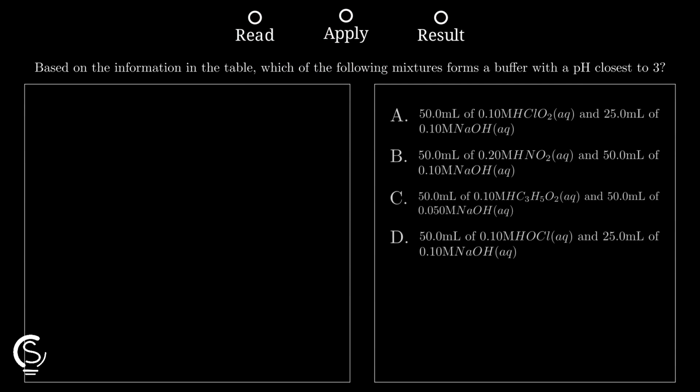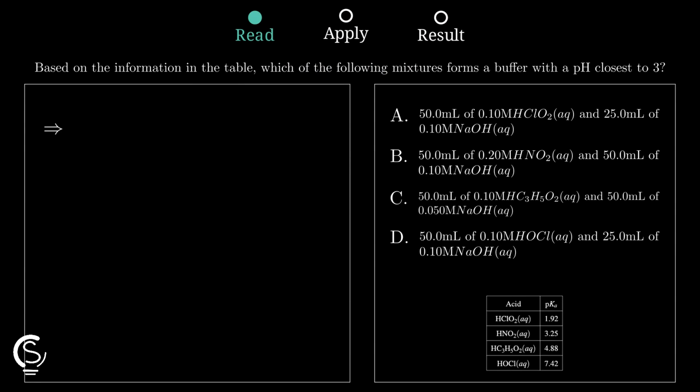A buffer works best when a weak acid is mixed with some conjugate base, and its pH sits closest to that acid's pKa. So first identify mixtures that actually become buffers. In each choice, NaOH neutralizes part of the weak acid, so compare moles and see whether both acid and conjugate base remain afterward, because that is the buffer requirement.